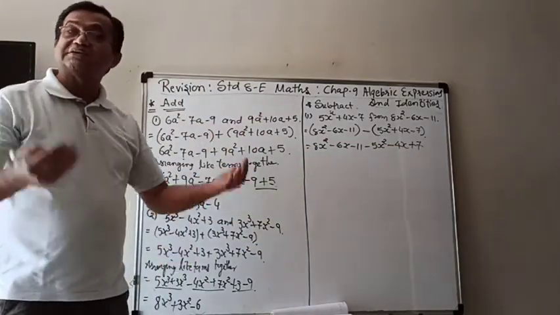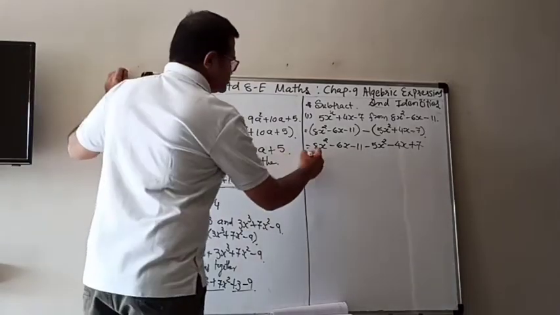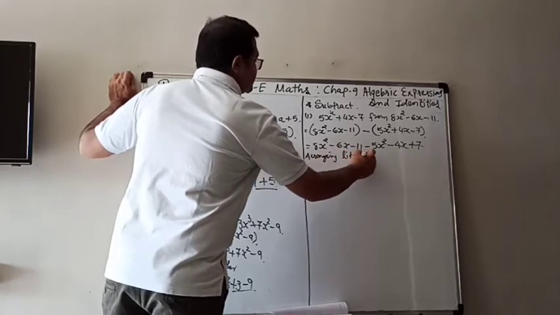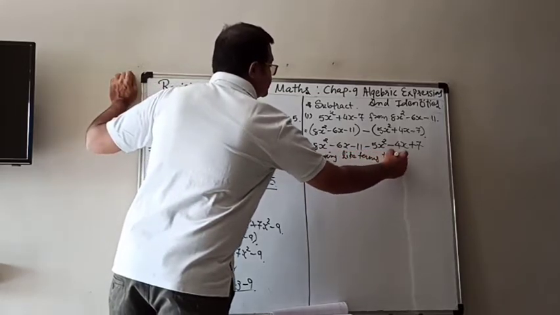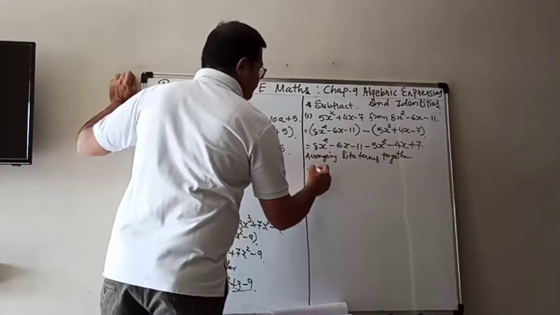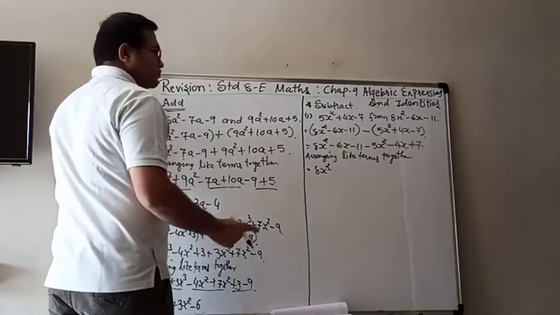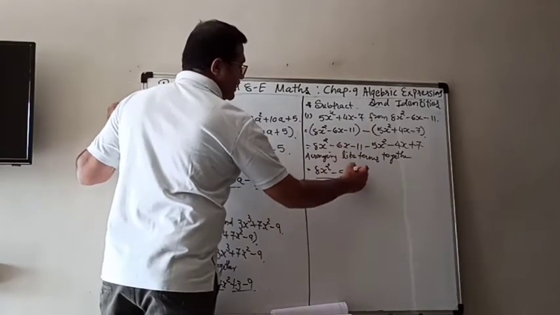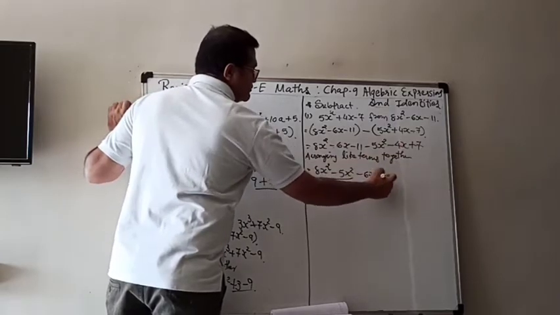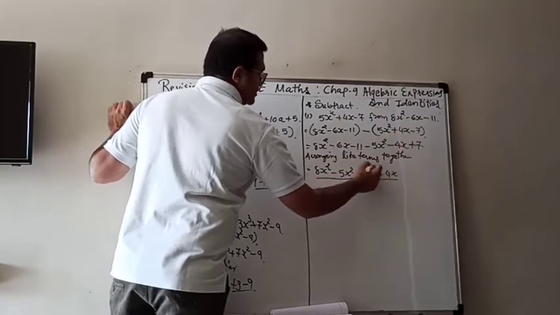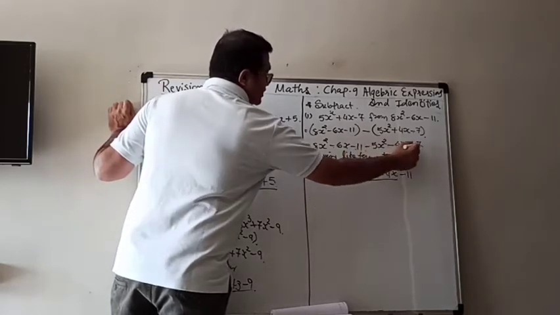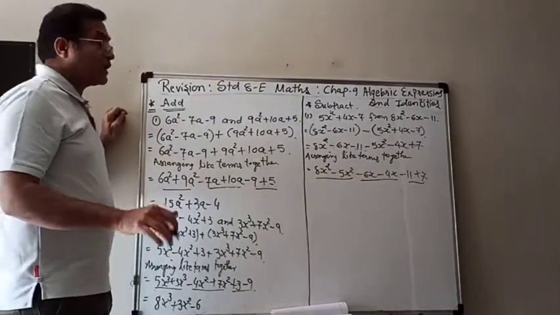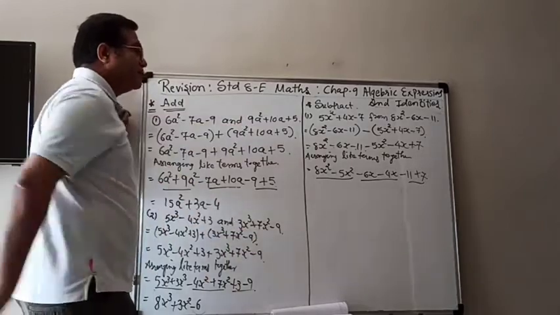Now arranging the like terms together. So first x square family, which is the other member, minus 5x square, minus 6x minus 4x, another family, and minus 11 plus 7. Then it is the same like the addition, nothing different. Only those two steps, very, very important.